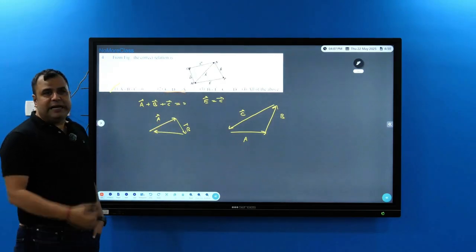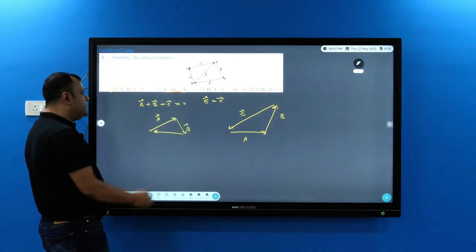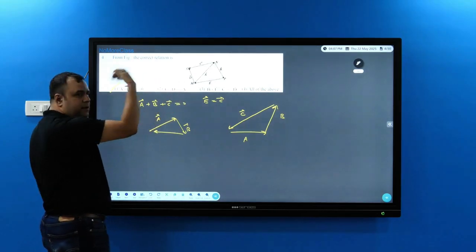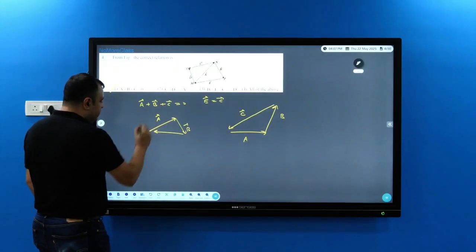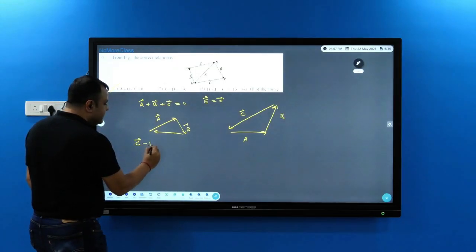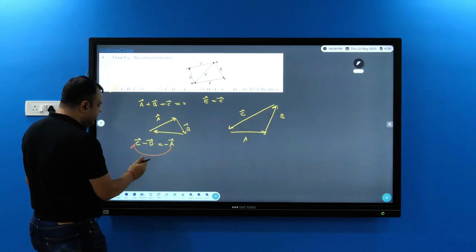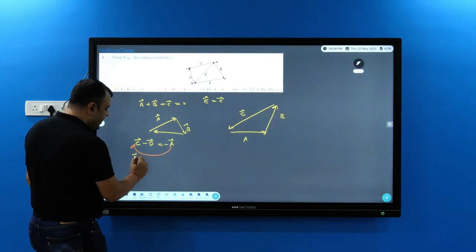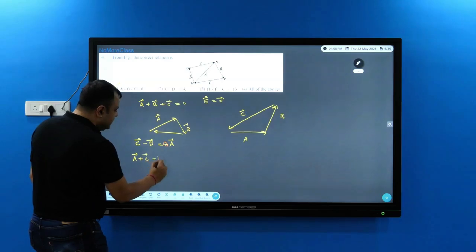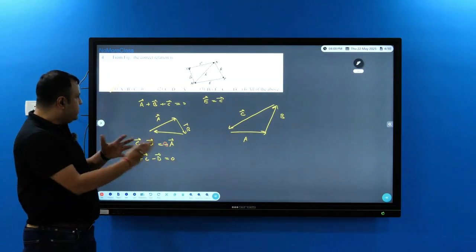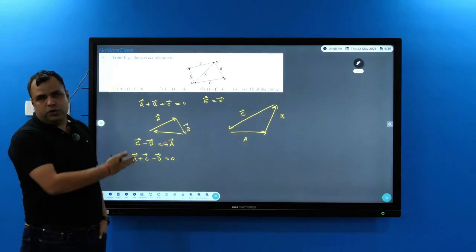Before checking the second option, I want to do a little manipulation. They are saying C minus D is equal to minus A. So I'll do one thing, I'll bring the A to the left side. If I take it on the left hand side, the minus will become plus. So A plus C minus D is equal to 0. Since the right hand side is 0, all I have to do is check on the triangle.